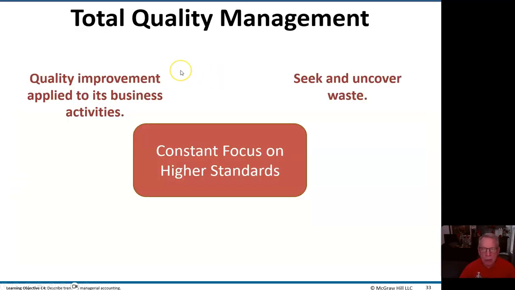Okay, which leads us to total quality management, TQM. Quality improvement applied to its business activities, and we must constantly focus on improving quality and focus on higher standards, seeking to uncover waste.